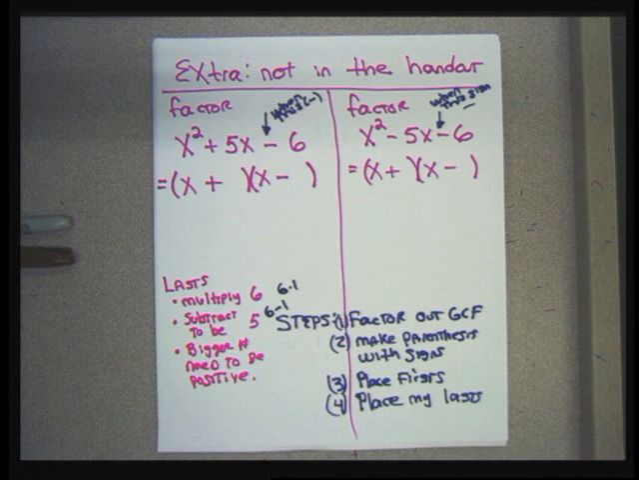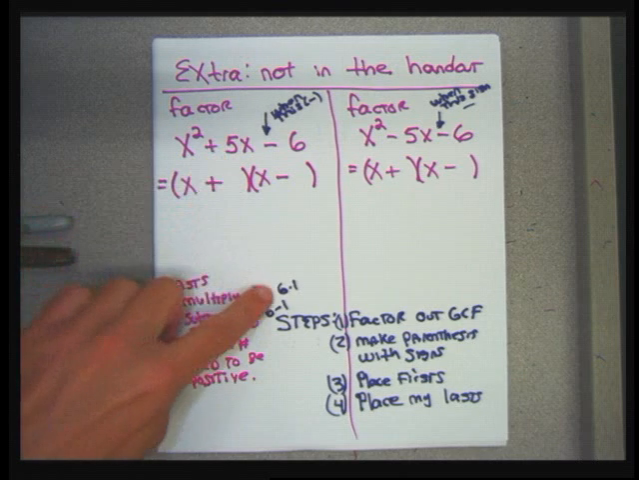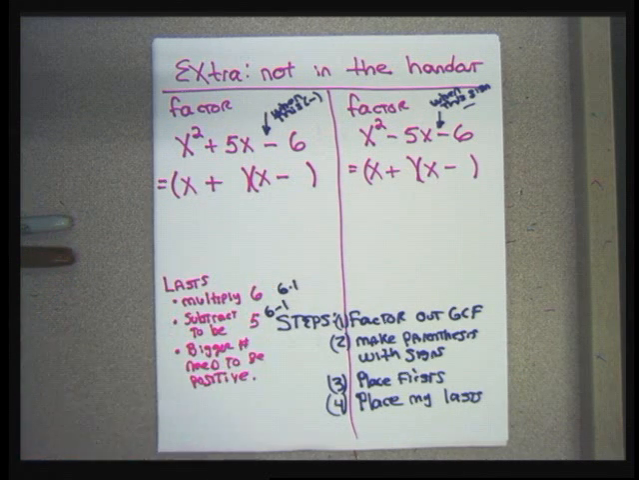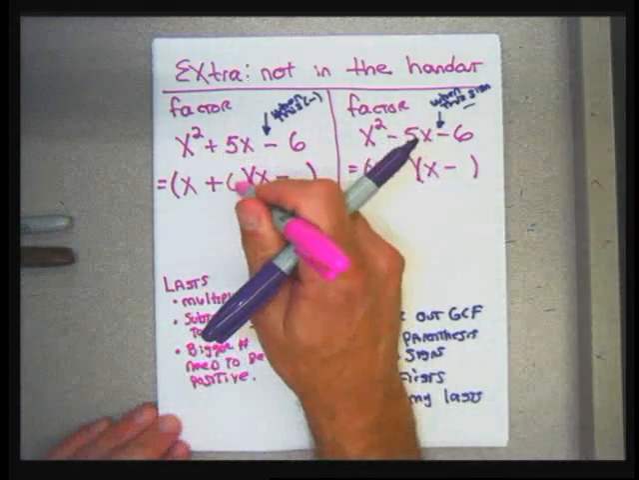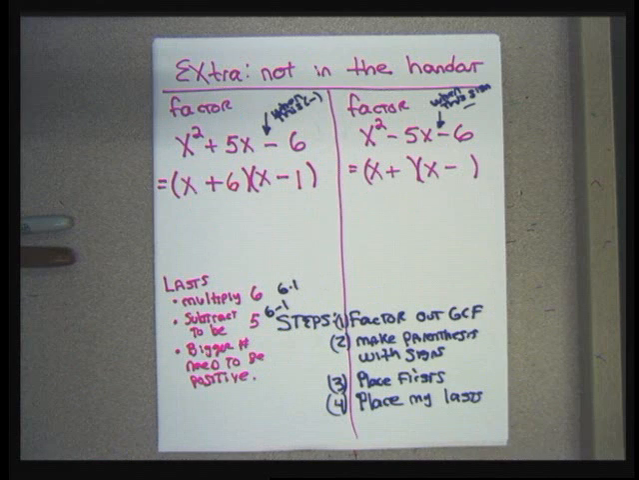When the signs are opposite, I can go wrong and put the numbers in the wrong spot. Because the 5 is positive, the bigger of my lasts needs to get tagged with the positive. So for this particular problem, my lasts are going to have a positive 6 and a negative 1, as opposed to a positive 1 and a negative 6. That's done. I'll check it in a second.